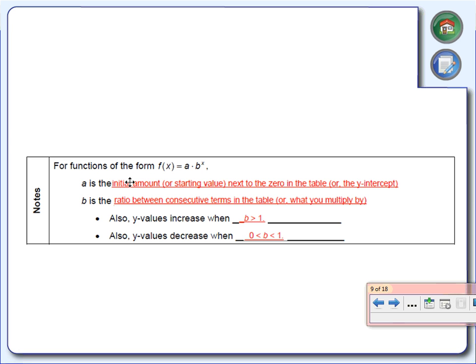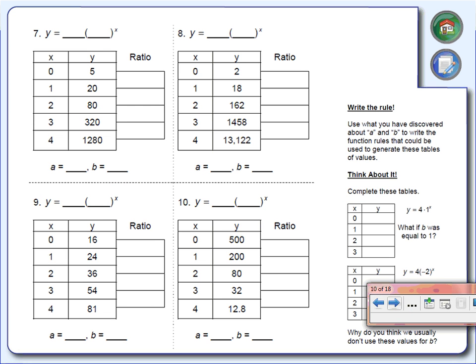All right, so this is what we have found out about our A and our B. So now that we know this, we should be able to go the other direction. So let's take a look here. Don't touch your calculators, just look up here, guys. Number 7. Notice all they did was give us a table. And we're going to see if we can come up with the exponential equation based on that table right there.